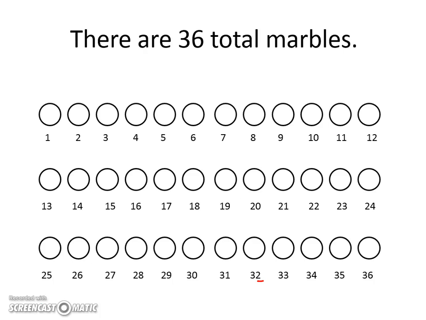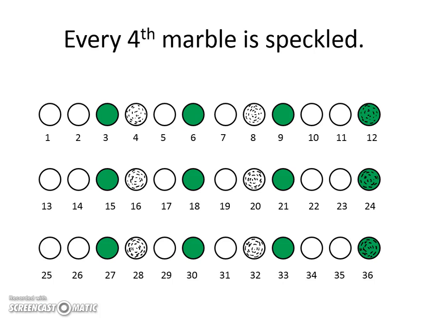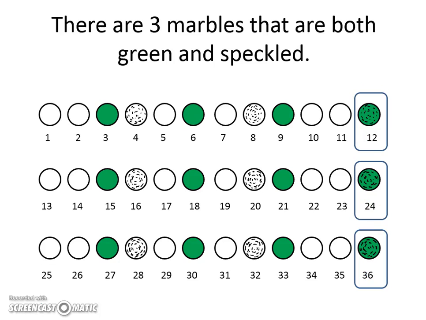Here are Jimmy's 36 marbles. Now, every third marble is going to be green. And every fourth marble is going to be speckled. And if you'll notice, when he does that, there are some where every third and every fourth lands on the same space. So he put green and speckled marbles in that space. So how many are there? The answer is 3. There are 3 marbles that are both green and speckled.